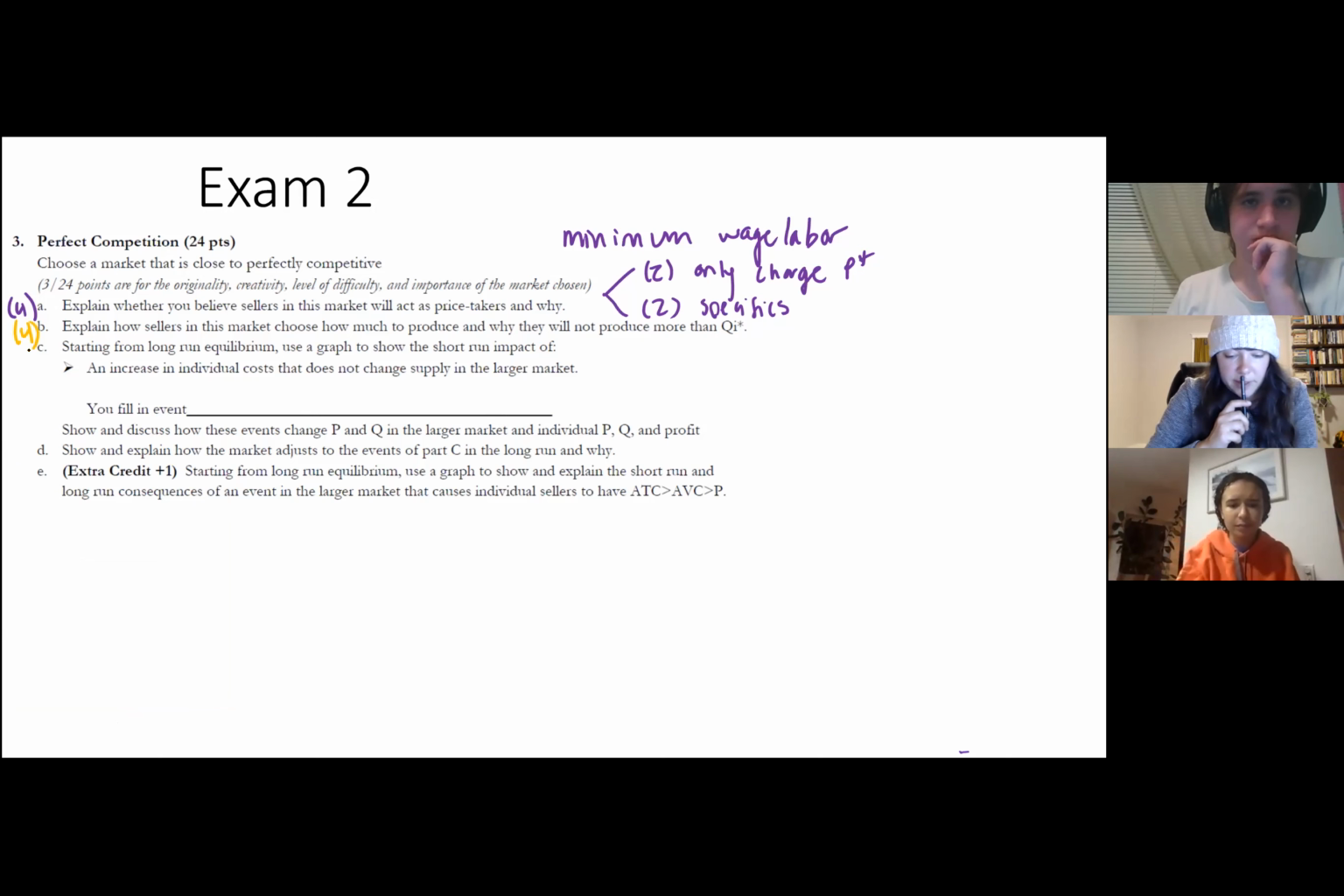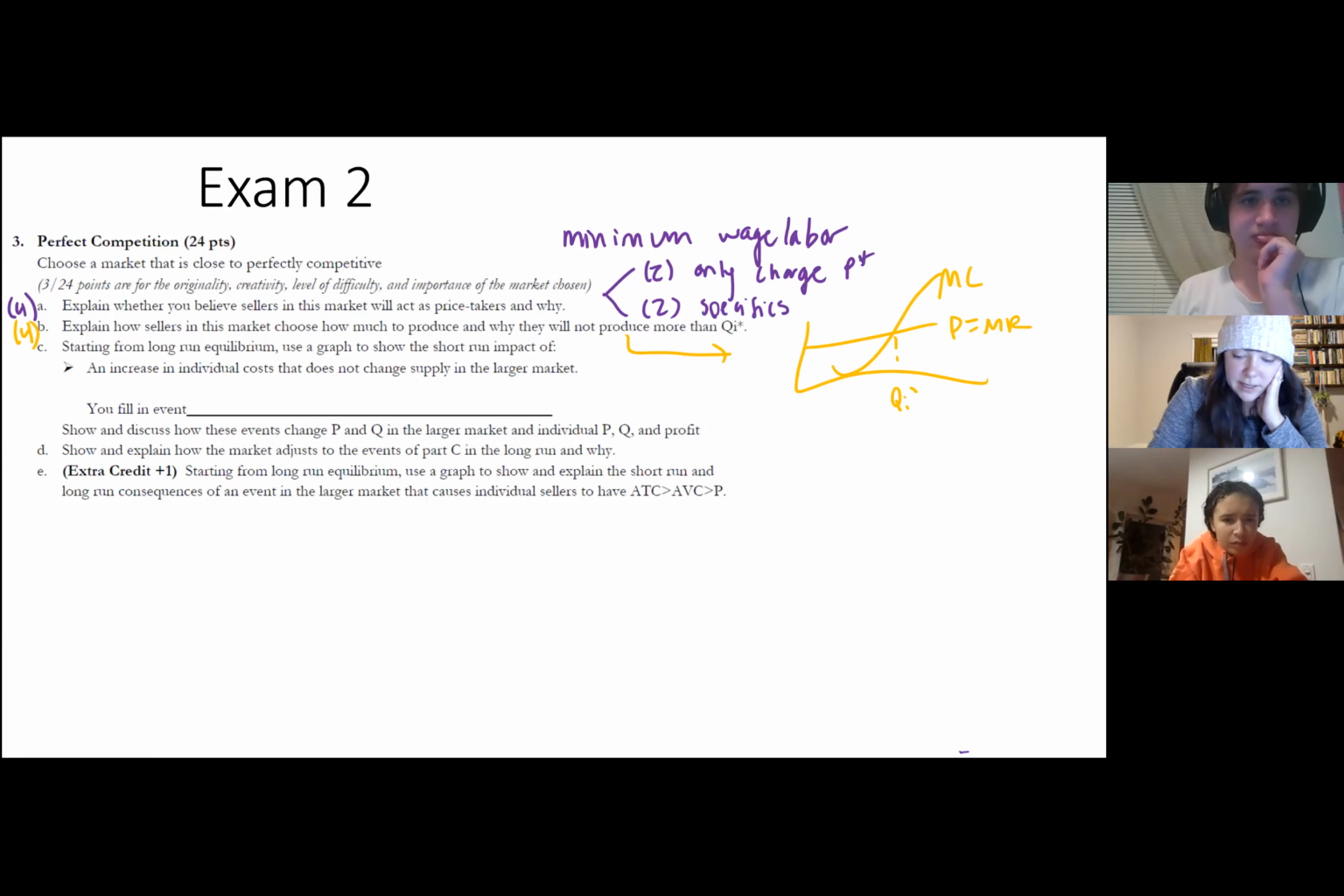B was also 4 points. How sellers in this market choose how much to produce. They compare the price, which is their marginal revenue, to their marginal cost. So they follow their golden rule and they produce only here, because if they go beyond here, every unit costs more than it brings in. So it's not going to earn them any profit. It's going to lose them money.